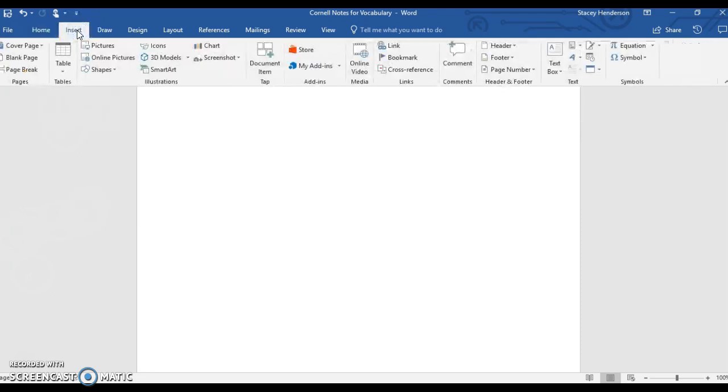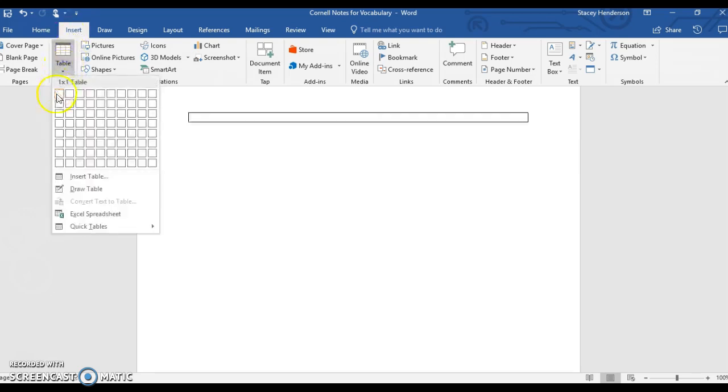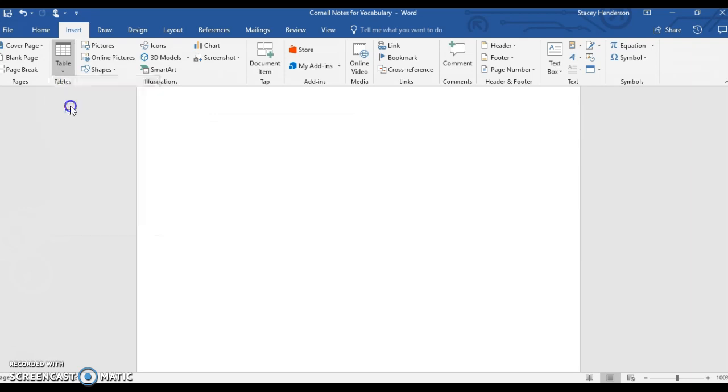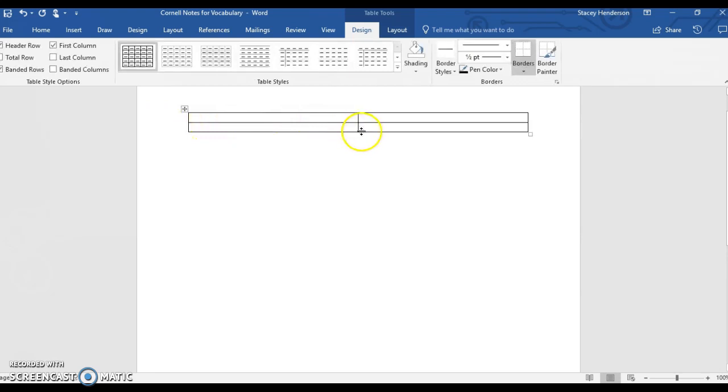So basically what I'm going to do is I have Word open. I am going to go in and I'm going to insert a table. I am going to insert a 2x2 table. So that gives us 2 columns and 2 rows. For Cornell notes, the middle line really can be way over here because you need more room on one side to write than you do the other.